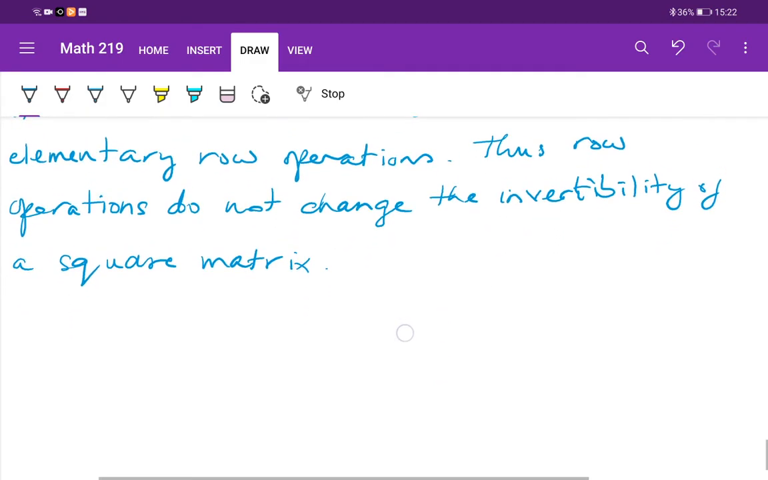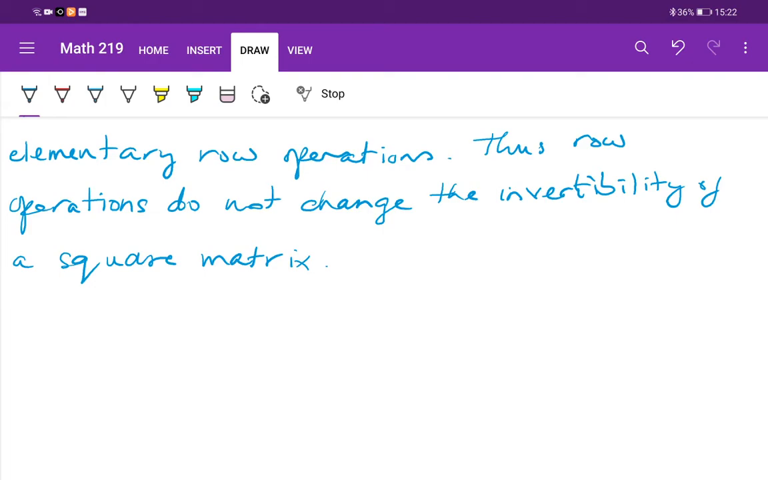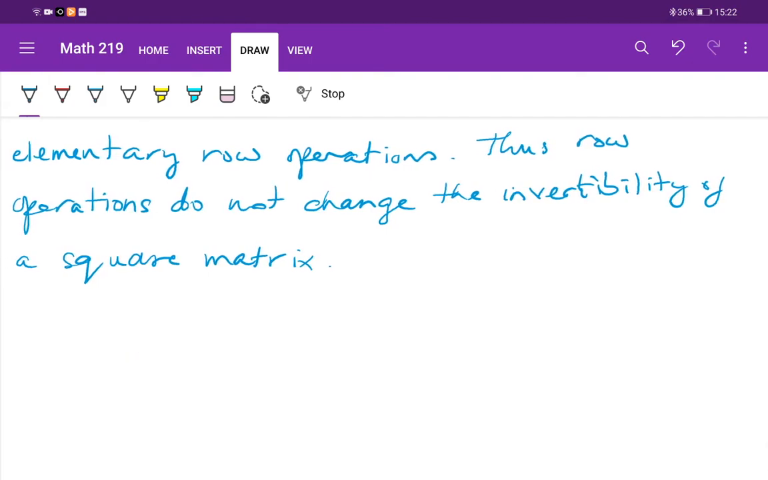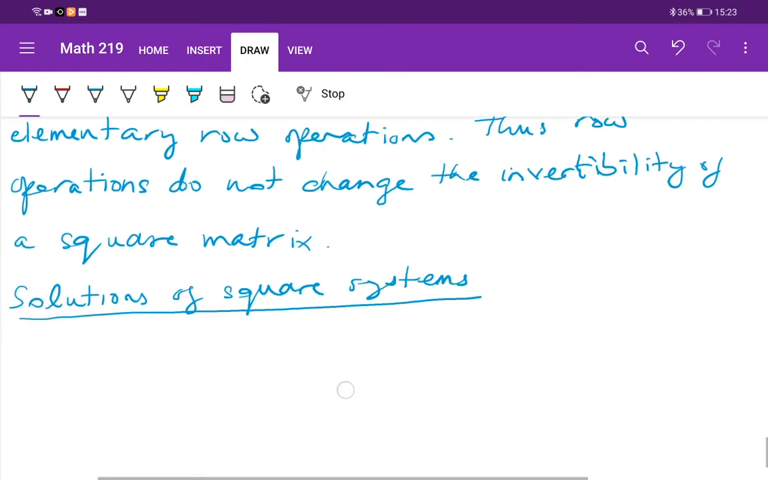Okay, so now I want to state a few more observations about solutions of square systems. Our examples were of square systems, and we're just going to summarize the results here. So, solutions of square systems. We're going to collect the results here.